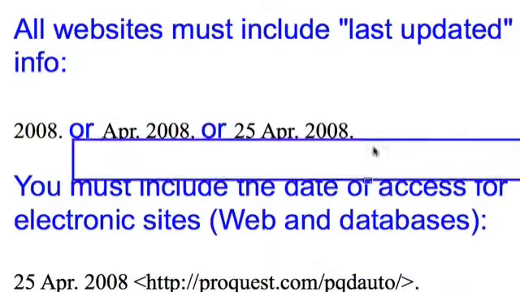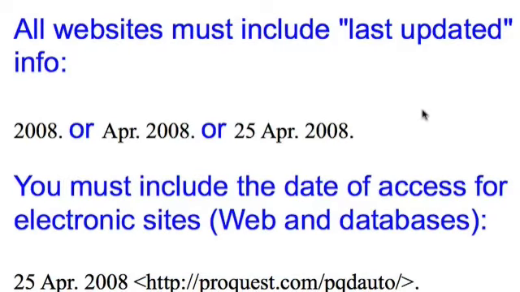If there is no last updated information at all, then you should really consider not using the source. You have to include the date of access when you're citing websites.